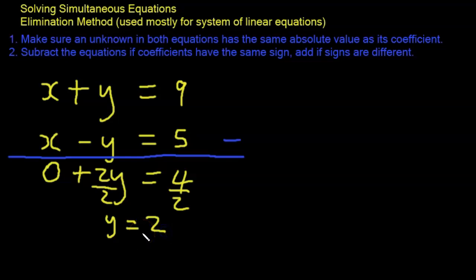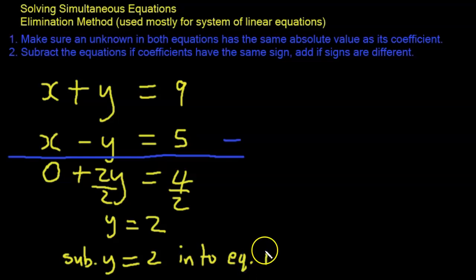So we have our y value. Now we need our x value. And how do we get our x value? We substitute the value of y into any one of the equations. It really does not matter which equation. Let me use equation 1. I'll just write EQ there, abbreviate equation. Alright, so we substitute y equal to 2 into equation 1.